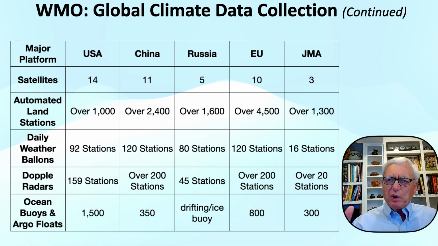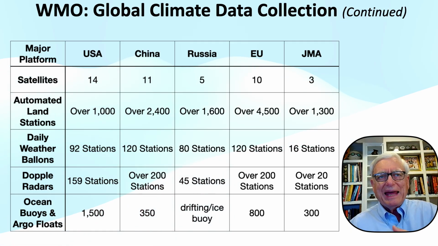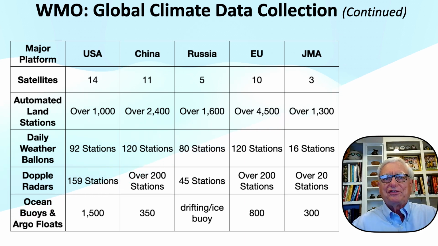And these satellites and everything you see here is owned and operated by these individual countries. But because they recognize the value of having shared information, because we all live on the same globe, and these are global systems, they've agreed to basically share all this information real time. And you can see over land stations, the United States is over 1,000, China 2,400, Russia 1,600, EU 4,500, Japan 1,300, and there are other countries involved too. It gives you a sense of the scale.